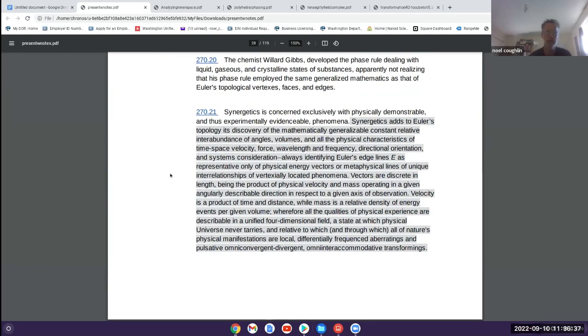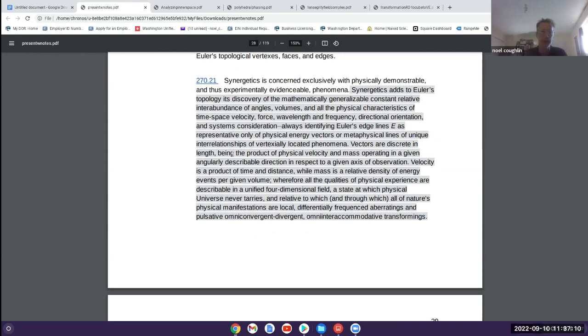Synergetics adds to Euler's topology its discovery of the mathematically generalizable constant relative interabundance of angles, volumes, and all the physical characteristics of time-space velocity, force, wavelength and frequency, directional orientation, and systems consideration. And Synergetics always identifies Euler's edge line E as representative only of physical energy vectors or metaphysical lines of unique interrelationships. Okay? These vectors are discrete lengths and they're the product of physical velocity of mass operating in a given angularly describable direction in respect to a given axis of observation.